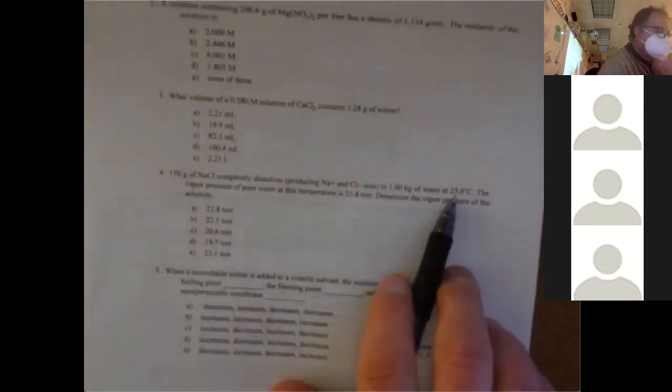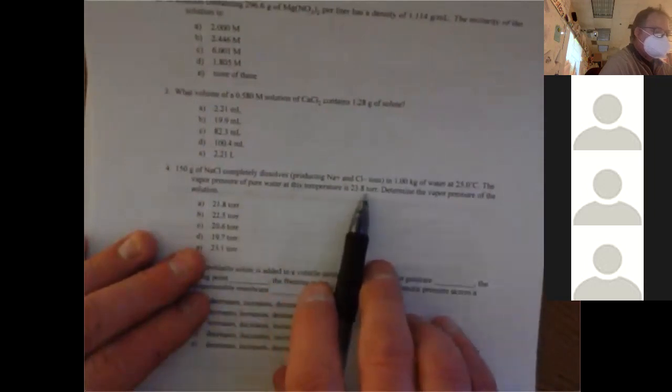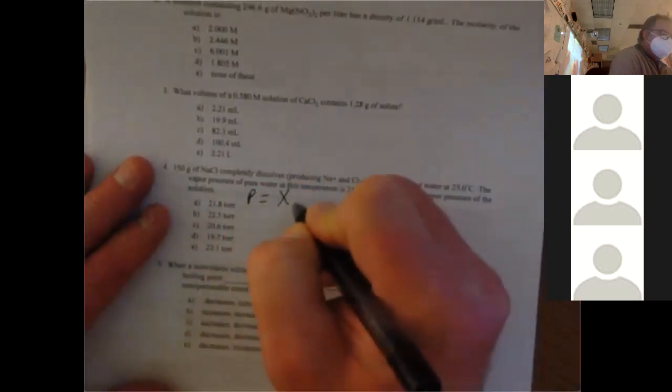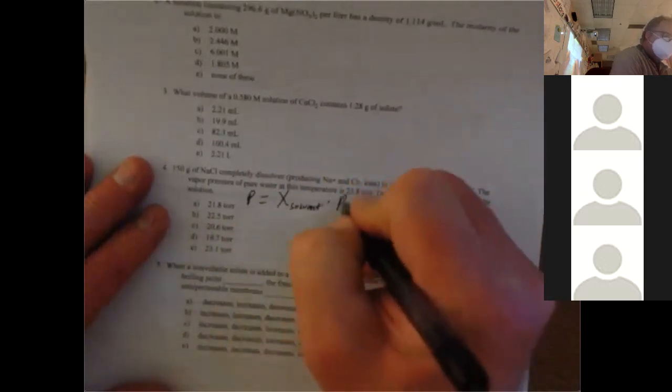Number 4, same page. 150 grams of sodium chloride completely dissolves in 1 kilogram of water at 25 degrees Celsius. The vapor pressure of pure water at this temperature is 23.8 torr. Determine the vapor pressure of the solution. So what we're going to need is the mole fraction, because the final pressure will equal the mole fraction of the solvent times the initial pressure.